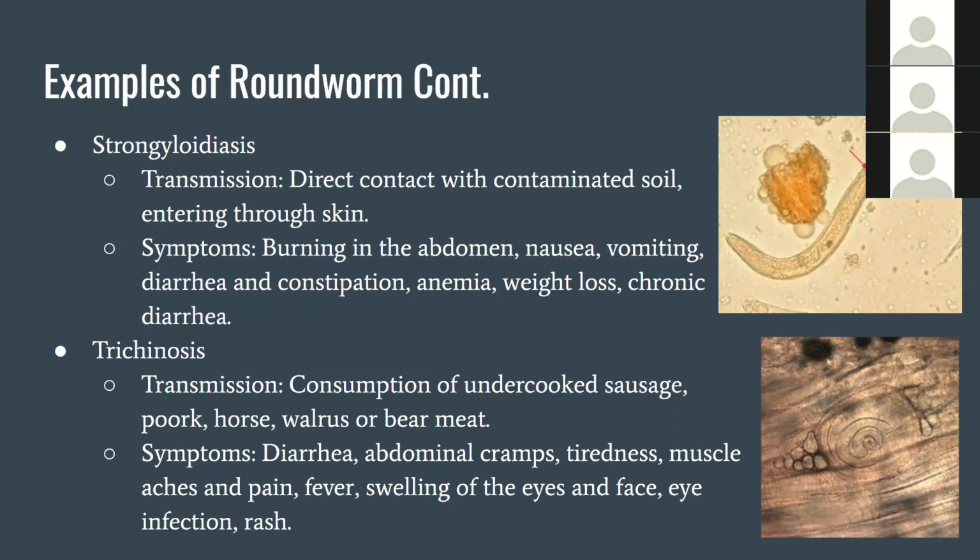Trichinosis is a non-intestinal infection, unlike other roundworm infections, and it affects the muscle fibers. It can be transmitted through consumption of undercooked sausage, pork, horse, walrus, or bear meat. And it can be present with little to no symptoms. If symptoms are present as a result of infection in the stomach, they may include diarrhea, abdominal cramping, and tiredness. When the larvae have reached the muscle fibers, those affected may feel muscle aches and pain and experience a high fever, swelling in the eyes and face, and infection in the eyes and rashes.